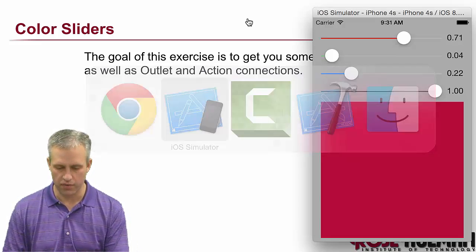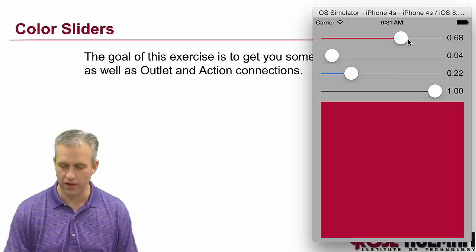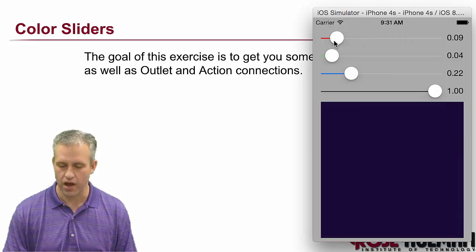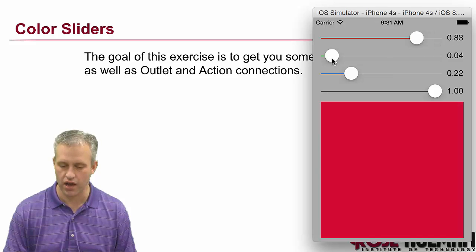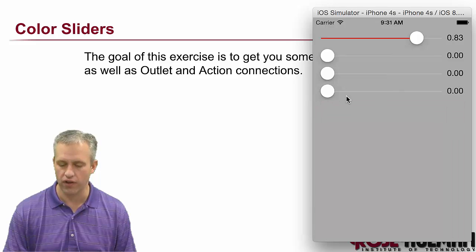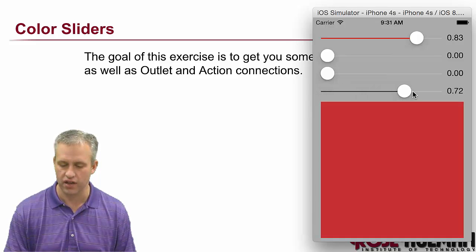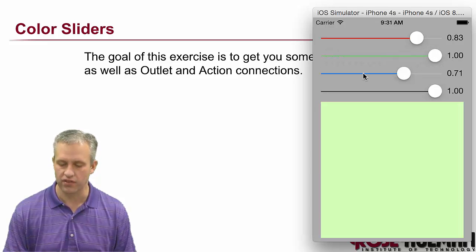I'll start off by showing a demo of what Color Sliders is all about. It's a pretty simple app. You've got an amount of red, an amount of green, an amount of blue, and then an alpha. If you slide these numbers around, you can see that the colors change. It should be pretty obvious how this app works.